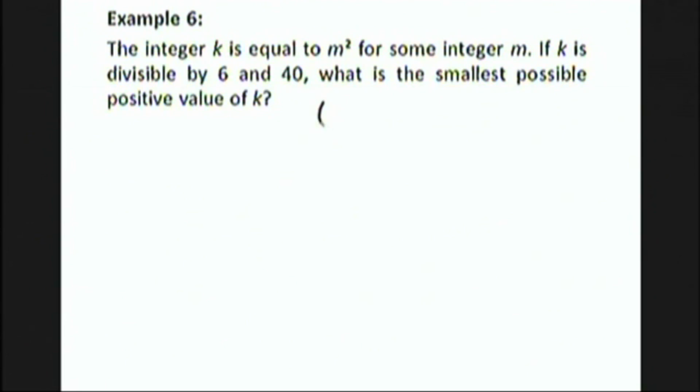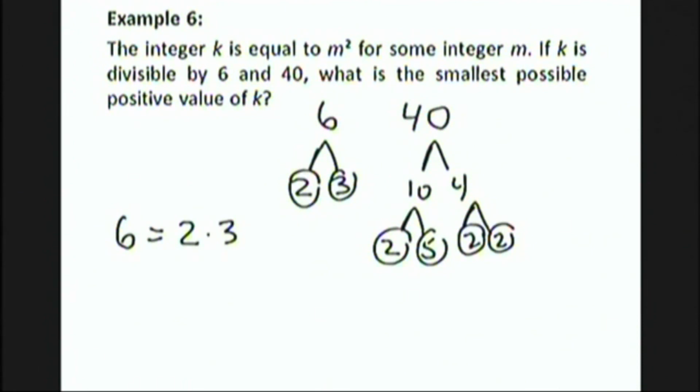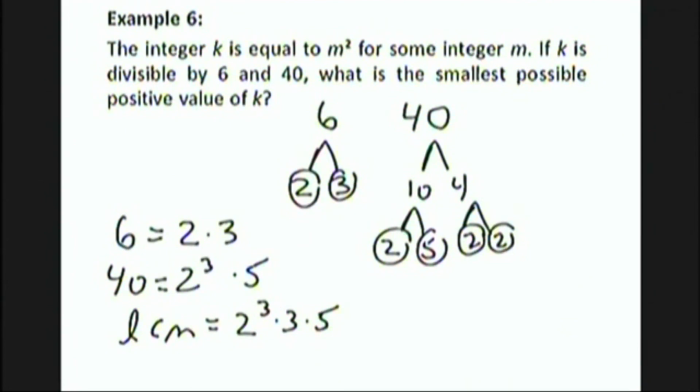And we're going to want the prime factorization of the least common multiple. So let's make factor trees for each of these. Hopefully you're comfortable doing this at this point. So notice that 6 is 2 times 3. 40 is 2 cubed times 5. And so the least common multiple is 2 cubed times 3 times 5.